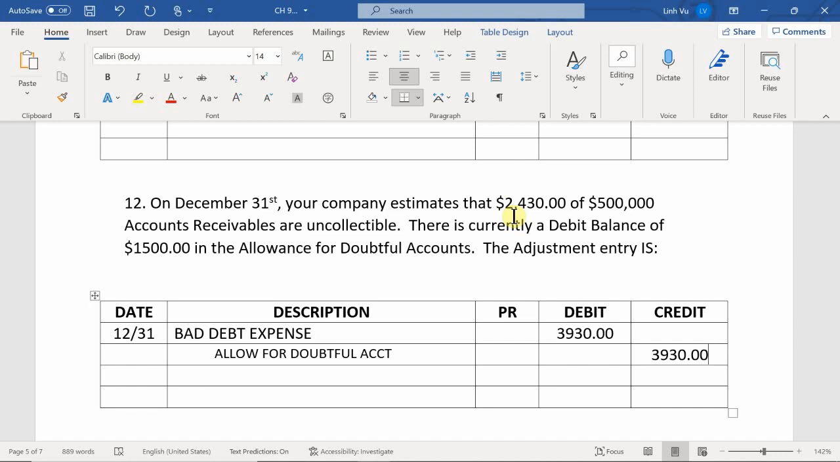In question 12, this 2,430, is it debit or credit? It is debit, because we add debit plus debit. No, it's not. You need to get to $2,430 on the credit side. That's the end goal: you need to be at $2,430 on the right side. But how can you get there if you're on the left side at 1,500?